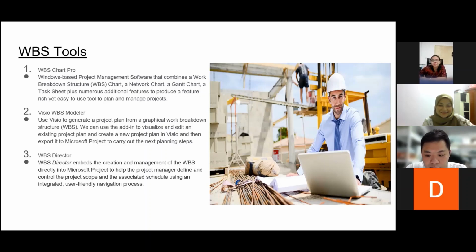All right. First, we're going to look at WBS Chart. WBS Chart Pro is a Windows-based project management software that combines the work breakdown structure chart, a network chart, and a Gantt chart, a task sheet, plus numerous additional features to produce a feature-rich and yet easy to use tool to plan and manage projects.